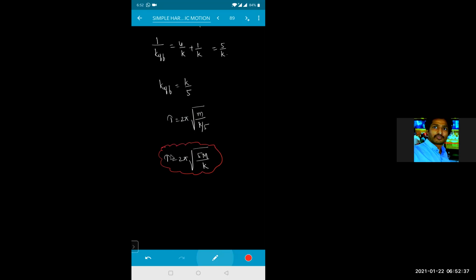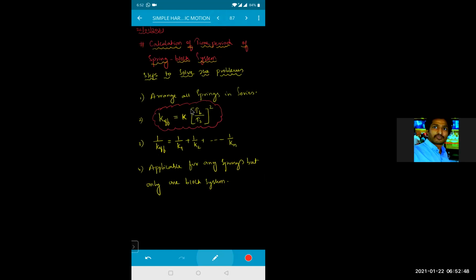Did they teach all these in class? Yes, sir, in the chapter. Did they teach this form, K effective equals K into tension of the body divided by tension of the spring whole square? Yes, sir.